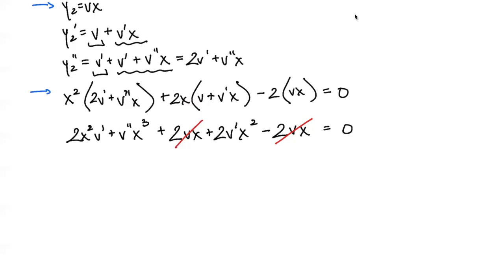Now, I don't want to do a preemptive celebration. I want to make sure I combine my terms right. We don't want to make the mistake I made in the first one, but I think we should end up with v double prime x cubed plus 4x squared v prime is going to equal 0. Okay.